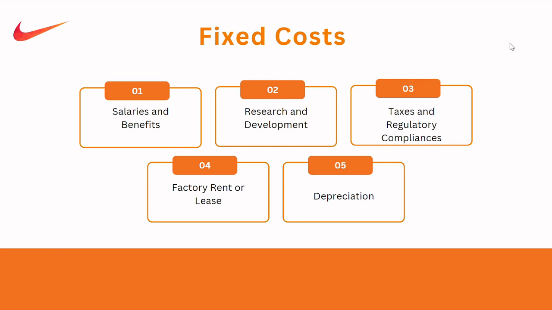Nike is always looking to streamline its manufacturing procedures in order to cut down on waste and increase productivity. This category of fixed costs may also include the cost of developing, testing, and researching new production methods. Then we have taxes and regulatory compliances. Nike leases or owns a number of properties, including offices and manufacturing plants. Local government property taxes are a fixed expense attached to these properties.